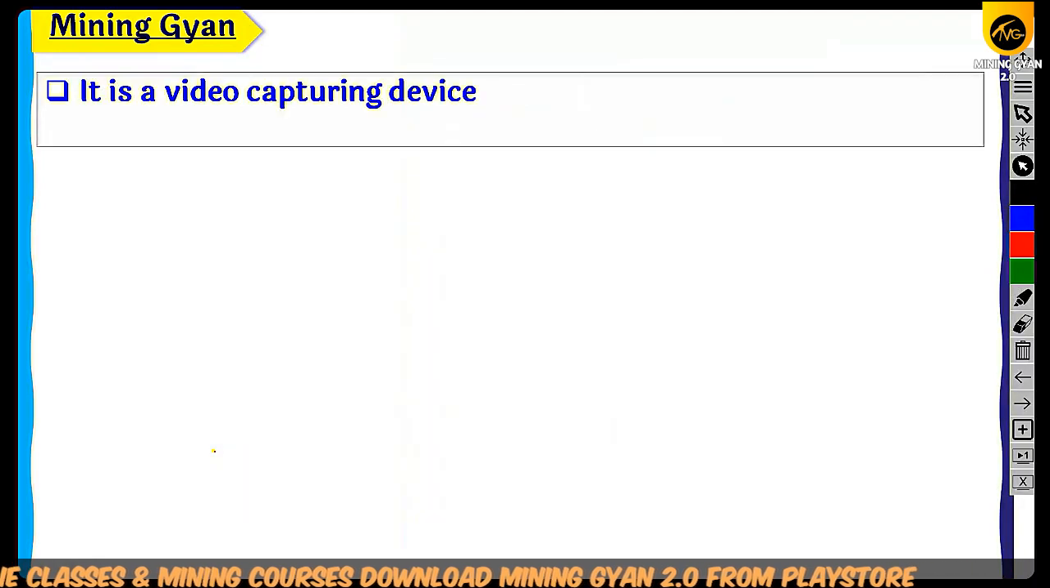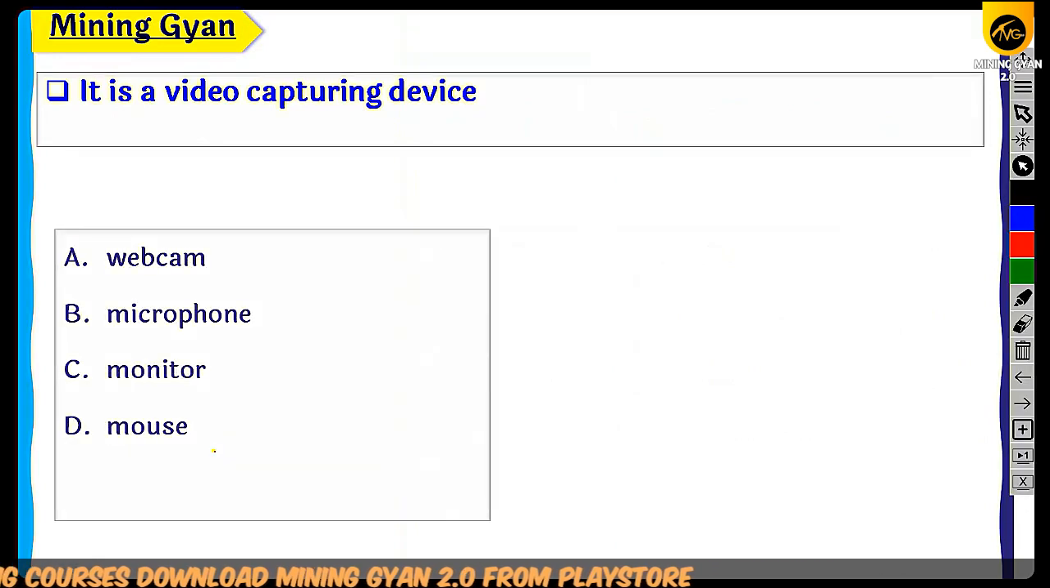Okay, next: a video capturing device. Option A, webcam, microphone, monitor, or mouse. This is a very easy question. The first option, webcam. Basically, a webcam is a video capturing device.